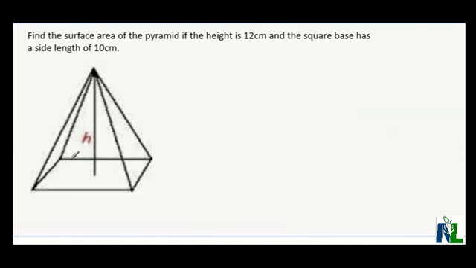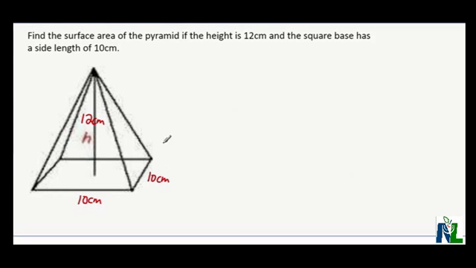So for this one, you're asked to find the surface area of the pyramid. The height is 12 centimeters. And it says it has a square base with a side length of 10. And we're asked to find the surface area.